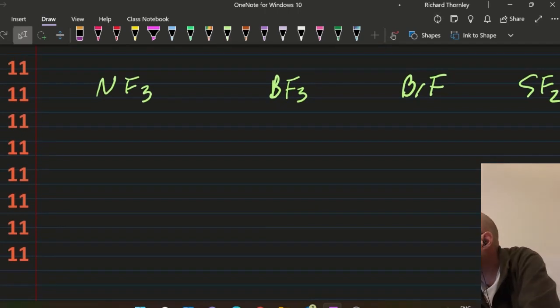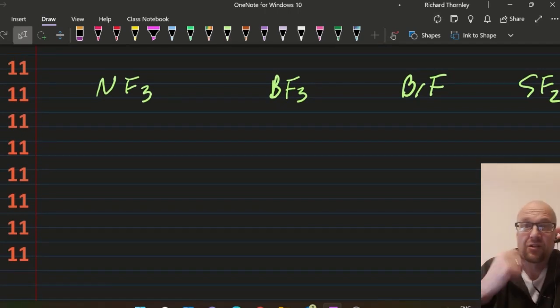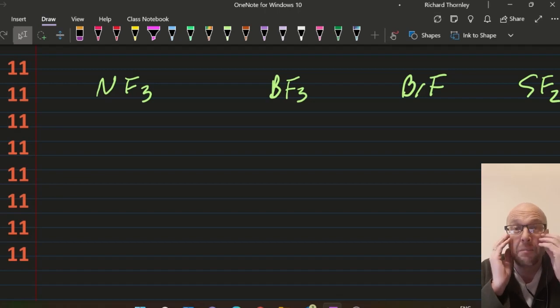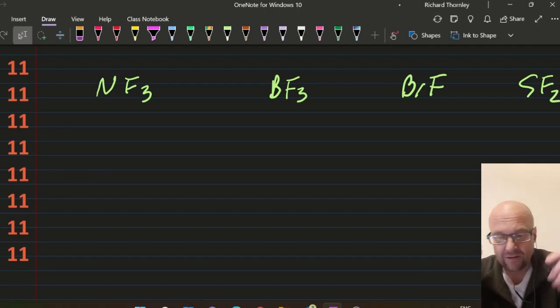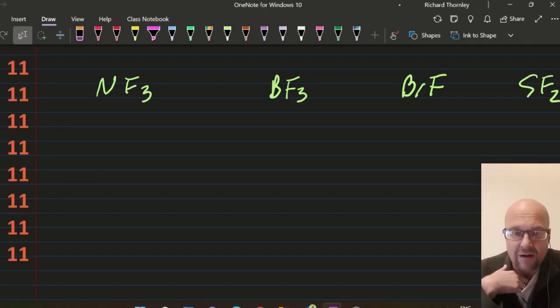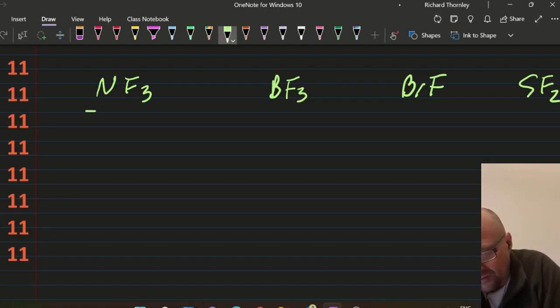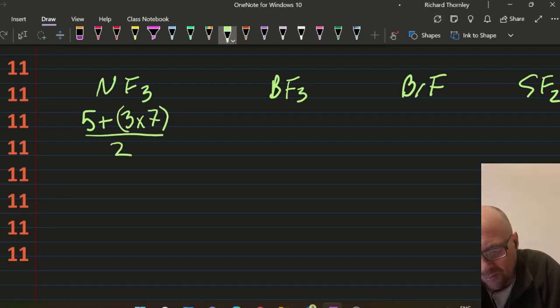Question 11, incomplete octet. The IB has messed this up in the past because hydrogen appeared in multiple answers. Hydrogen has an incomplete octet. It is, after all, a duet. Okay, NF3, I'll do it the long way in case you don't know how to draw these. So nitrogen's in group 15 and fluorine's in group 17. I'm going to add up the valence electrons and divide by 2, which gives me 13. Nitrogen goes in the middle because it's the first one, and I spread the fluorines out evenly. Join them up, never in a ring.